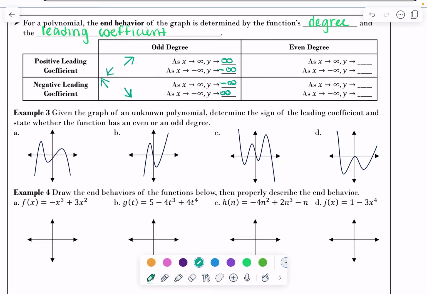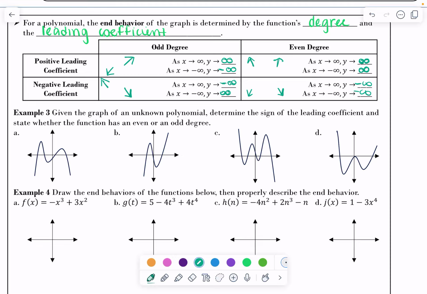All right, even degree, positive leading coefficient. All the values head towards positive infinity for y. So as x goes to infinity, y goes to infinity, and as x goes to negative infinity, y goes to infinity. All right, final one: even degree, negative leading coefficient. We actually have the opposite of even degree, positive. They are both going towards negative infinity. So as x goes to infinity, y goes to negative infinity, and as x goes to negative infinity, y also goes to negative infinity.